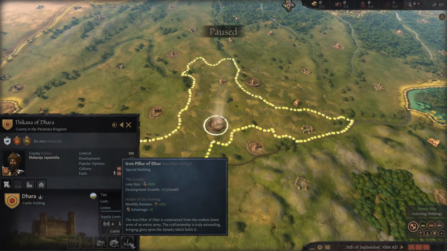So what does it give you? County-wise, plus 15% levies, as well as development growth of plus 0.1 per month. On top of that, realm-wise, your renown goes up by 5% every month and an advantage of plus 5 for all of your army commanders. So, kind of important and kind of cool.